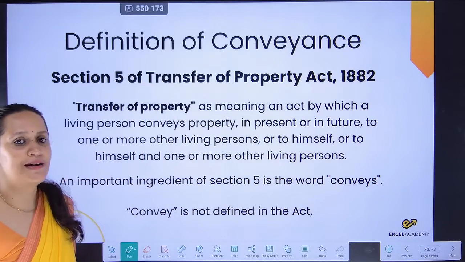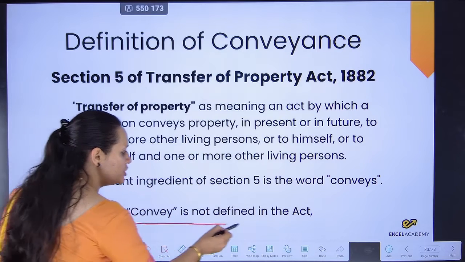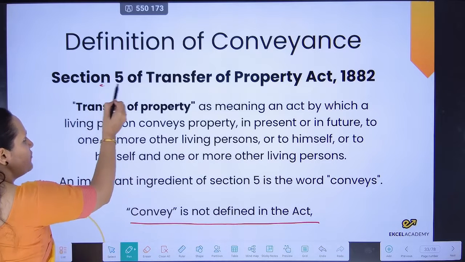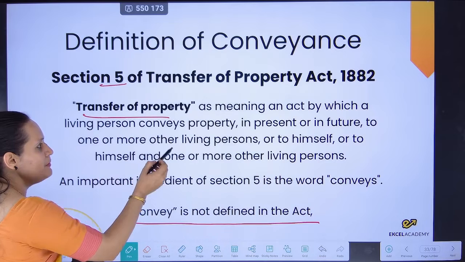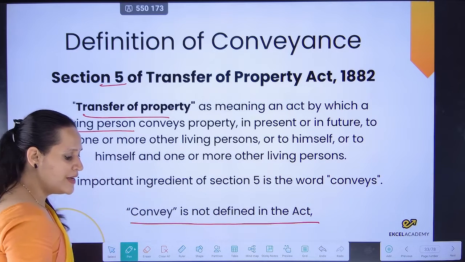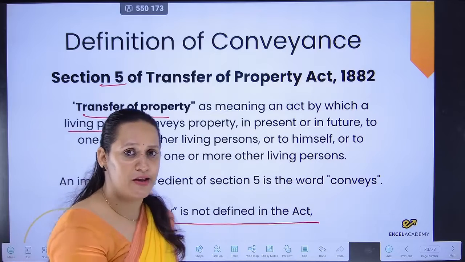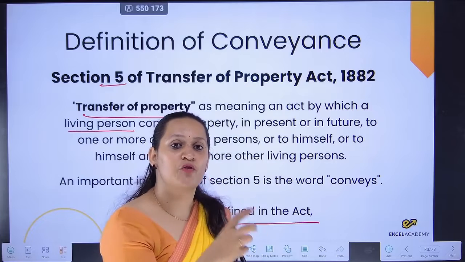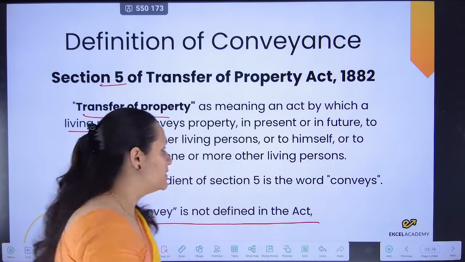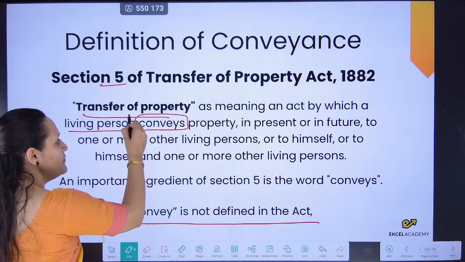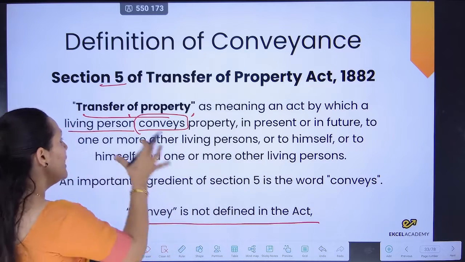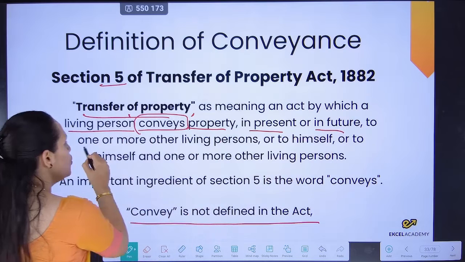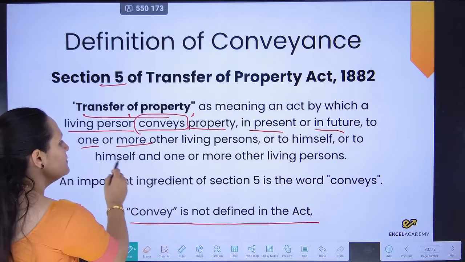Under the Transfer of Property Act, like I told you, there is no definition given to the word convey. We only have to interpret it from the other provisions. Section 5 of the Transfer of Property Act says transfer of property means an act by which living people transfer, between two people, that is, both should be living. If one person is dead, then it becomes inheritance of the legal heirs. So if you want to apply the Transfer of Property Act, both people should be living persons. The word conveyance comes from here, where it is an act by which a living person transfers property, in present or in future, to one or more living people, or to himself and one or more other living persons.